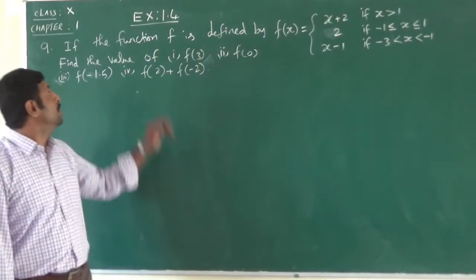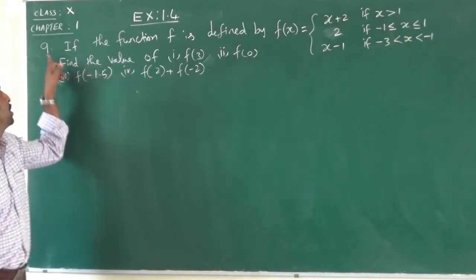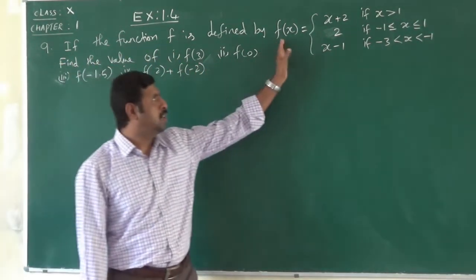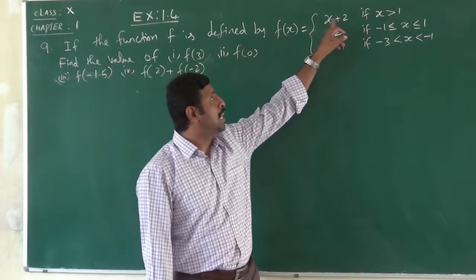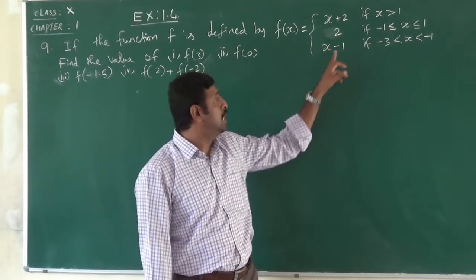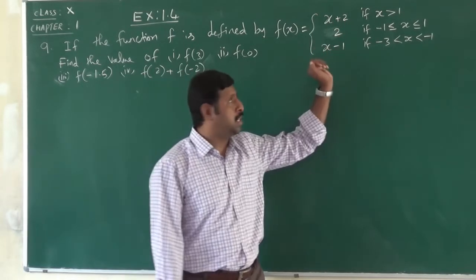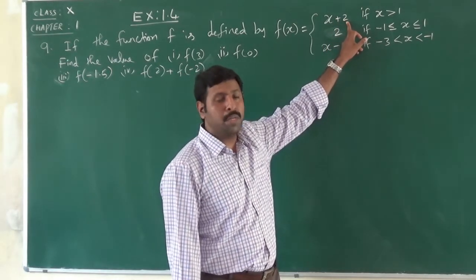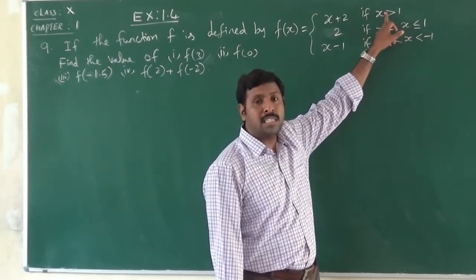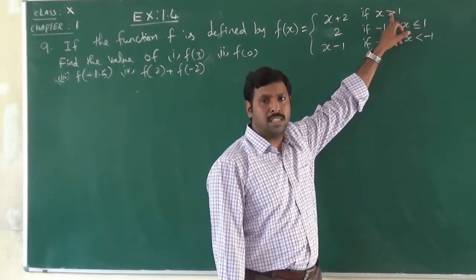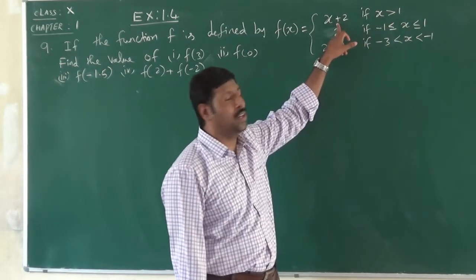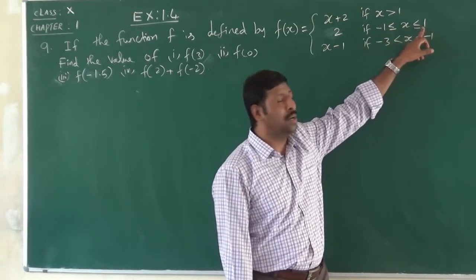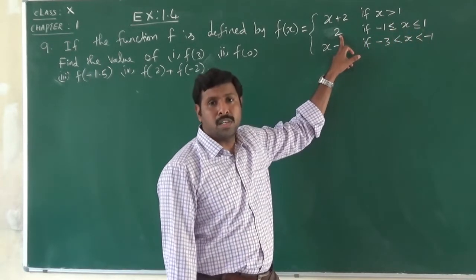Hi students, exercise number 1.4, question number 9. If the function f is defined by, the function is given, f of x. Here the functions are x plus 2, and 2 is also a function, and then another, x minus 1, is also a function. See, this function x plus 2, you are going to use when the value of x is greater than 1. And if minus 1 is less than or equal to x, less than or equal to 1, you have to use the function 2.